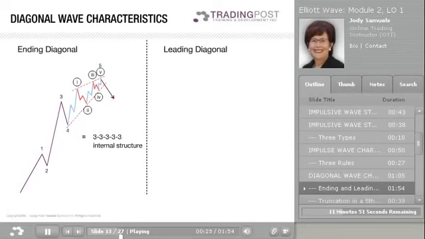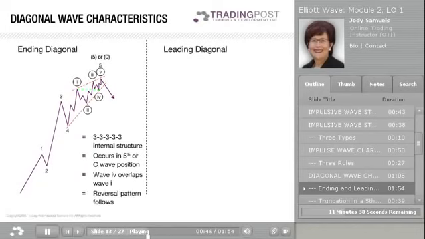Ending diagonals occur in the 5th wave position or in the C position in the ABC correction. In ending diagonals, wave 4 overlaps wave 1. Ending diagonals typically occur when the market is about to change direction. When it occurs in the wave 5 position, in higher degrees, a major reversal is about to take place. It slows down in anticipation of a change in direction.